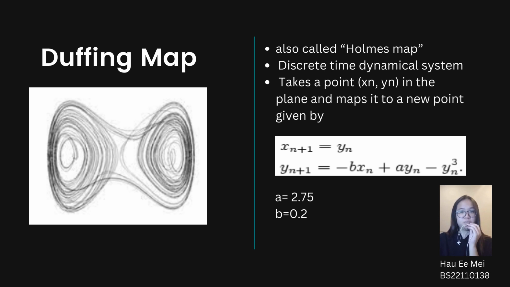It takes a point which is x of n, y of n in the plane and maps it to a new point given by the formula, which is x of n plus 1 equals y of n, and y of n plus 1 equals minus b x of n plus a y of n minus y cubed of n, with the 2 constants, a and b, and they usually set a equals 2.75 and b equals 0.2 to produce the chaotic behavior.